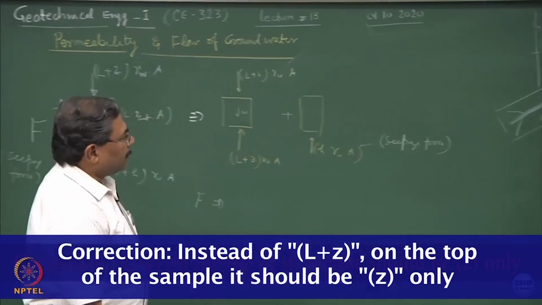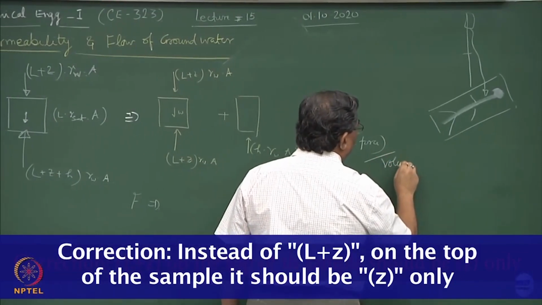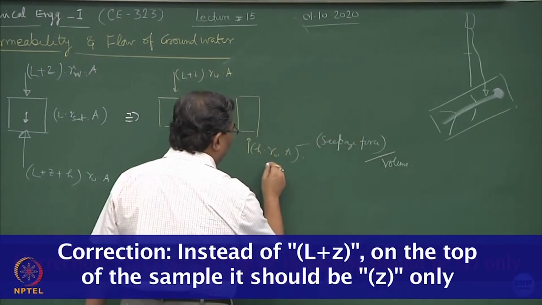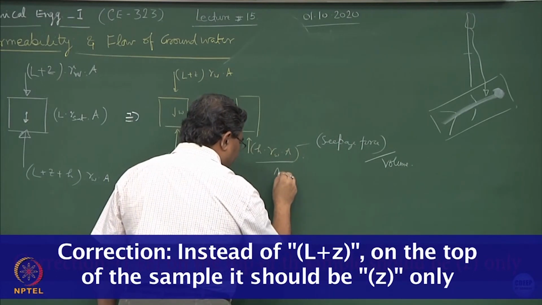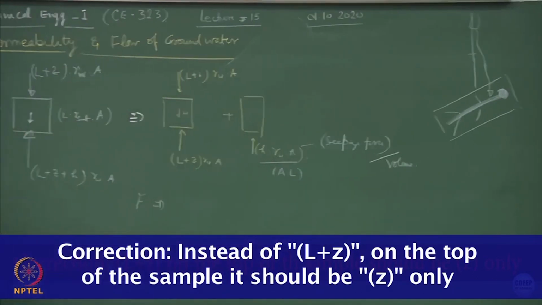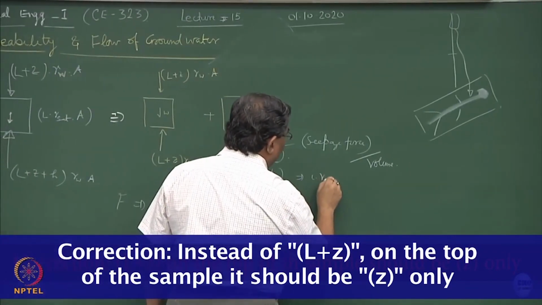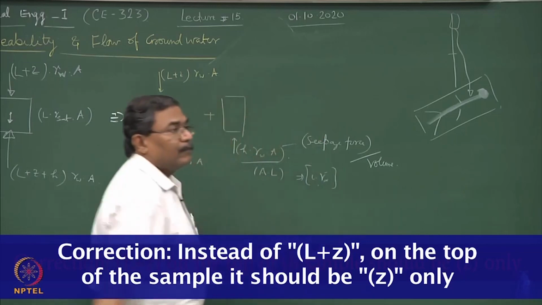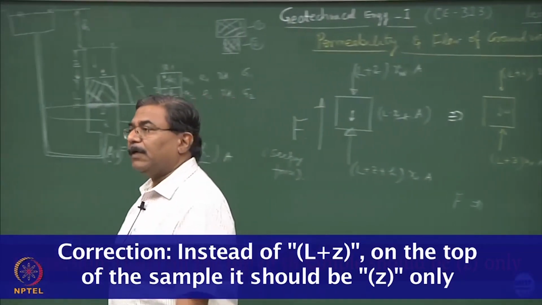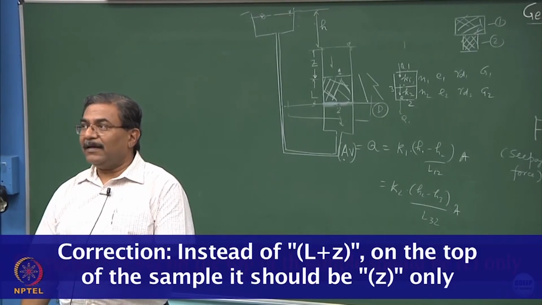Normally we define seepage force per unit volume. Now if I do per unit volume, what is going to happen? This will become A into L, and this can be written as i into gamma w. So i into gamma w is the seepage force which is acting on the system, clear?